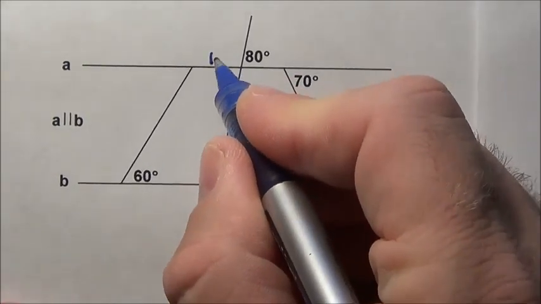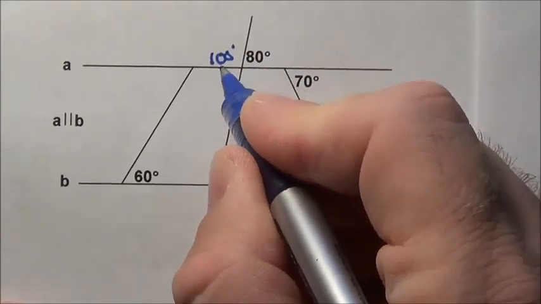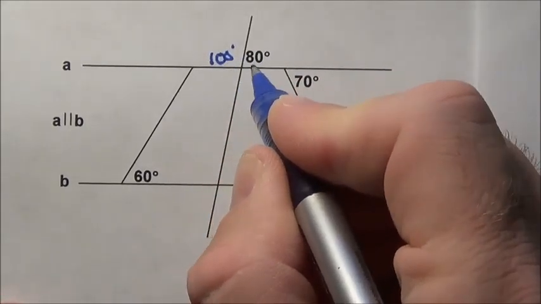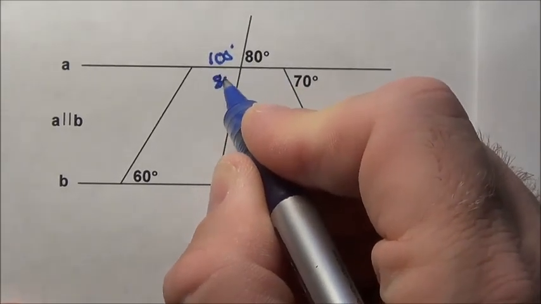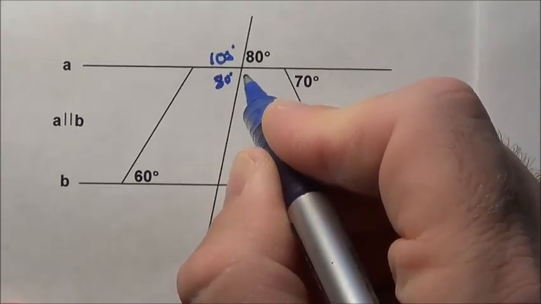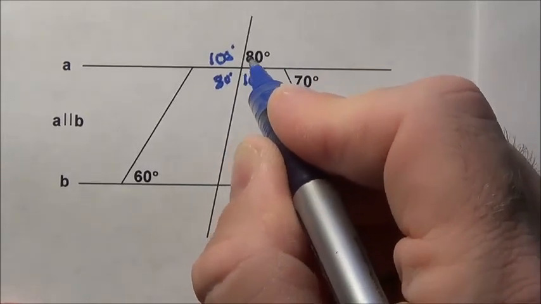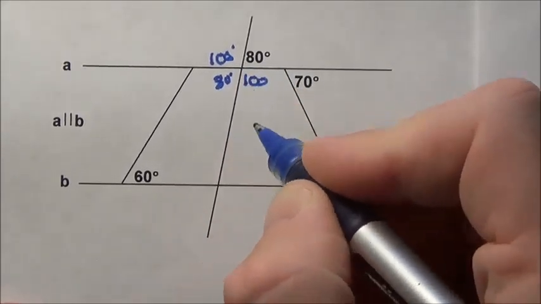If that's 80, I'm going to have 100 degrees right beside it because they have to add up to 180 since they're a linear pair. If this is 80, its vertical angle is 80. That's 100. Its vertical angle right here is 100. Or again, straight lines have to add up to 180.